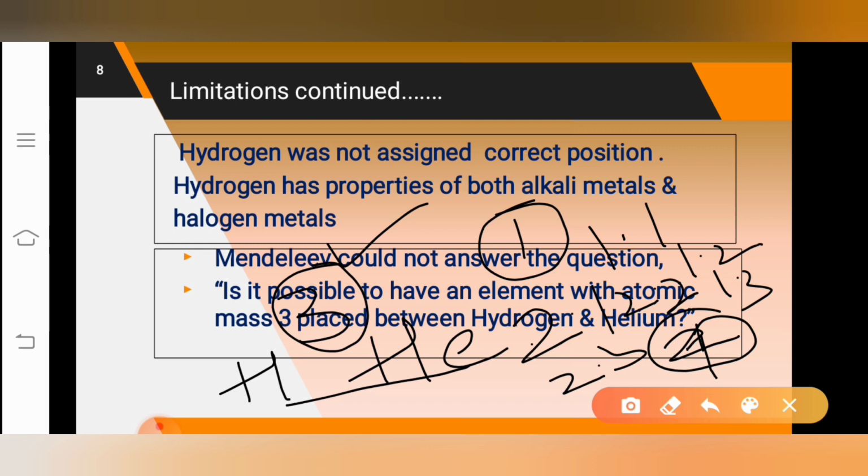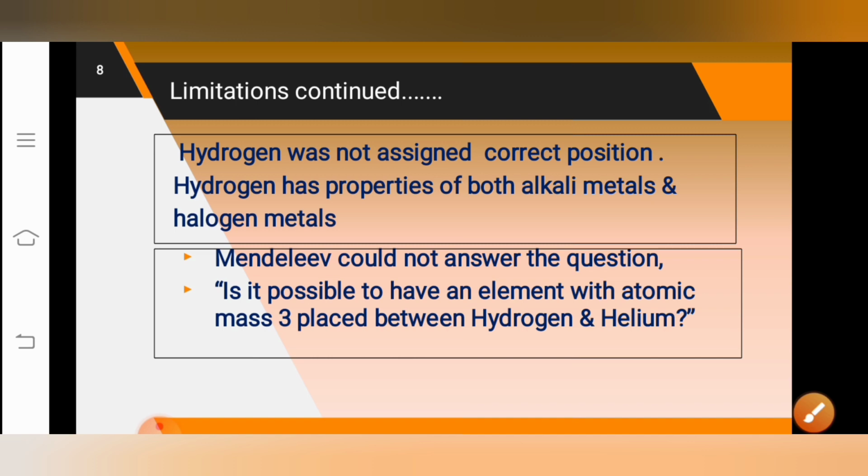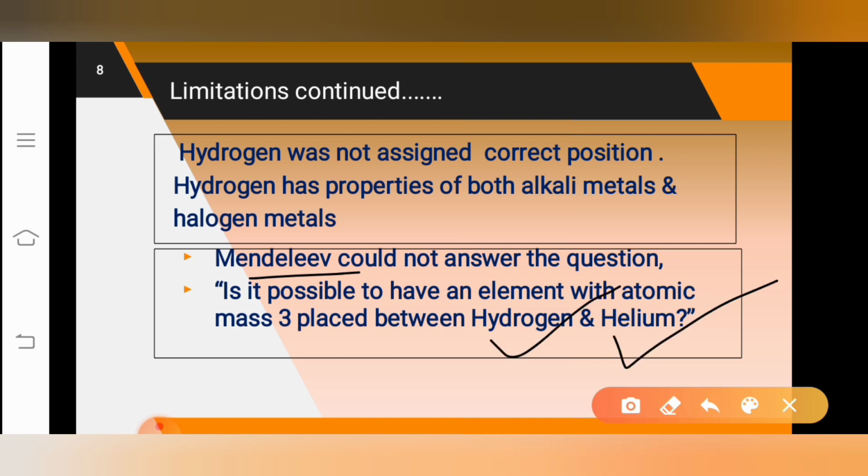So if we look at it like this, in between the hydrogen and helium, we can place so many elements, right? But it was not possible, because the hydrogen is having the atomic mass 1 followed by helium with the atomic mass 4. We cannot give the clarity that an element with the atomic mass 3 can be placed between the hydrogen and helium. So this was the question which could not be answered by Mendeleev. He could not answer whether he can place an element which is having the atomic mass 3 between the hydrogen and helium.